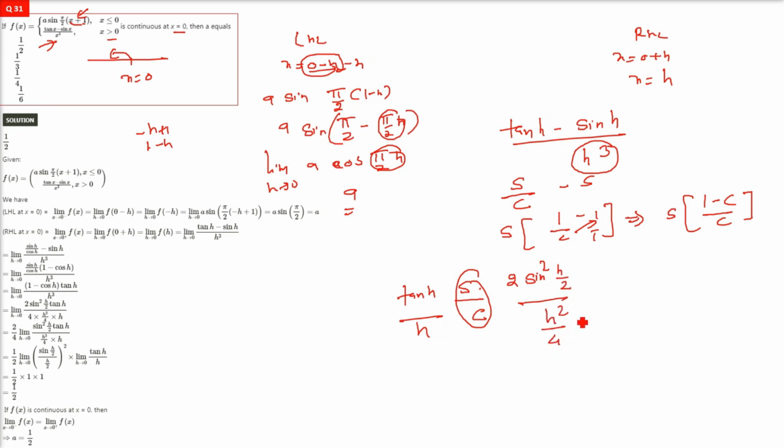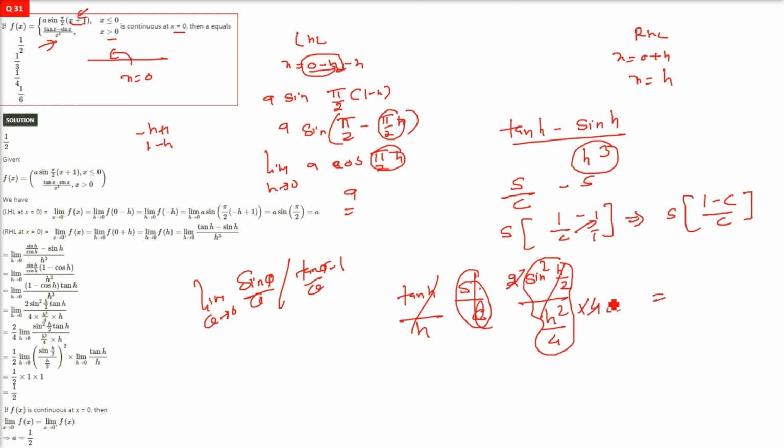But since it is sine square h by 2, you have to have h square by 4, so you have to multiply 4 here. Sine theta by theta, limit theta tends to 0, is 1. And tan theta by theta, limit theta tends to 0, is also 1. So both these you can just eliminate because they are just ones. So you have 2 and 4 remaining, 4 in the denominator, 2 in the numerator. Just cancel it out, it will be half. And you have to equate it with the left hand limit. So A is equal to half. This is your answer. So if f(x) is continuous at x equals 0, A should be equal to 1 by 2. A option is the answer. First option is the answer.